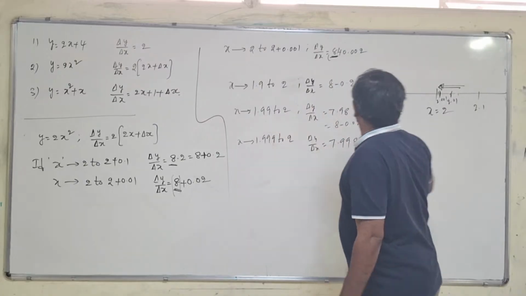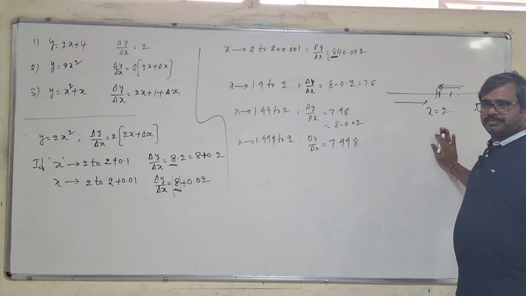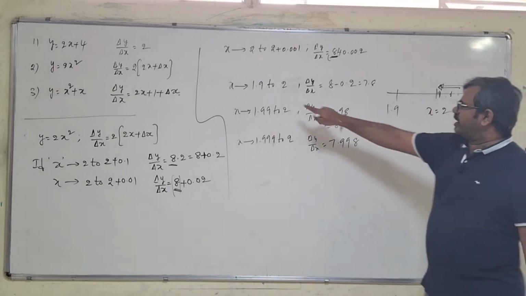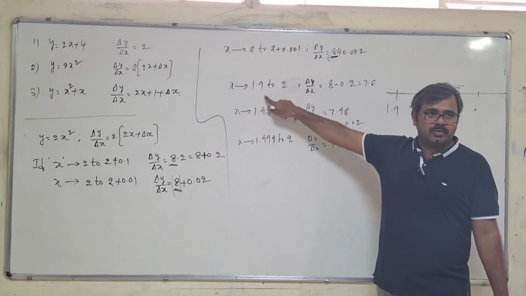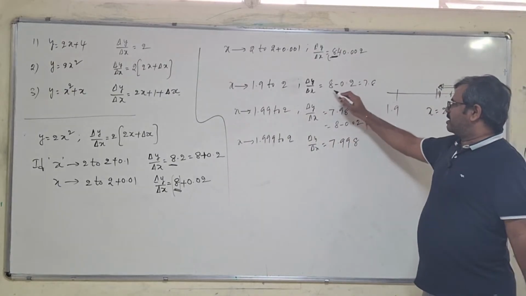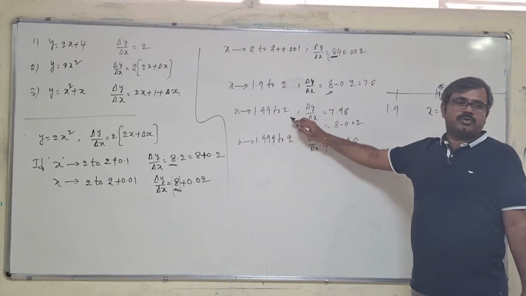Similarly, on the left side of x is equal to 2, when the interval is 0.1, 1.9 to 2, the interval is 0.1. Look at delta y by delta x. Make the interval smaller. Come closer to 2 from the left side.